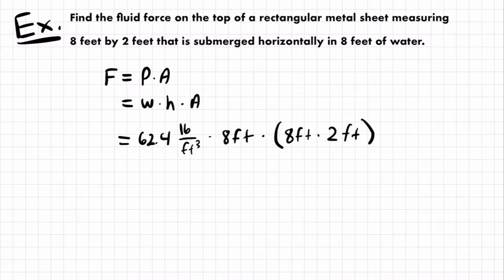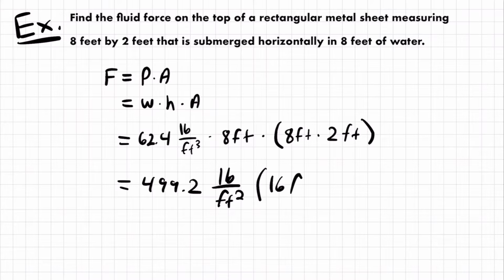Okay, if we simplify, this will be equal to 62.4 pounds per cubic foot times 8 feet, and 8 times 62.4 will be 499.2. Then this unit of feet will cancel out with one of the units of feet down here, and so we will have pounds per square foot. That will be multiplied by the area, which is 8 feet times 2 feet. That will be 16 feet squared, or 16 square feet.